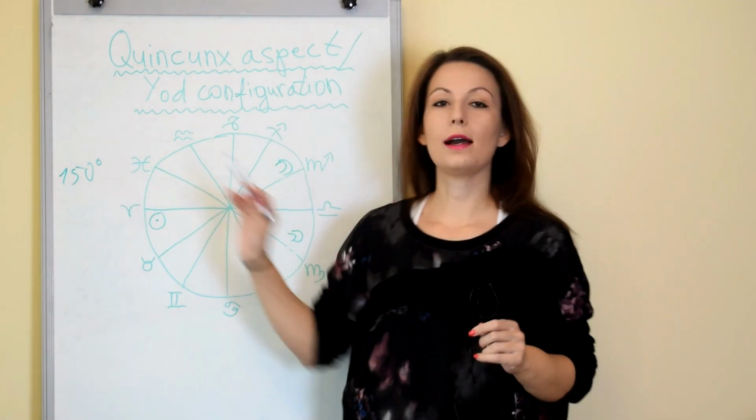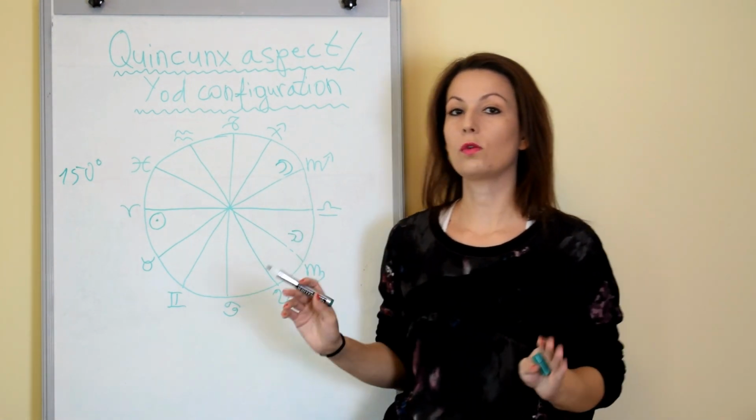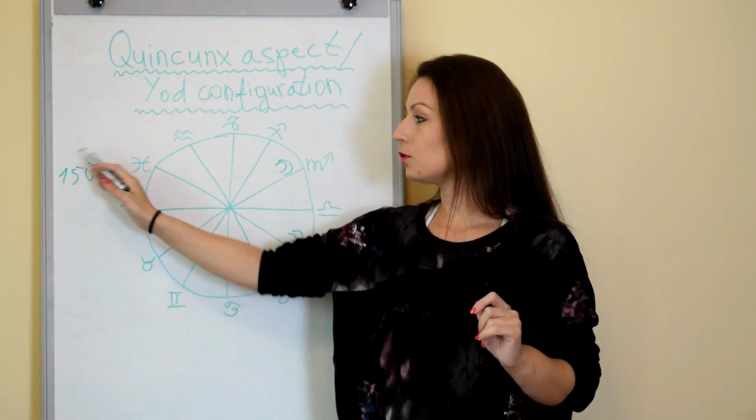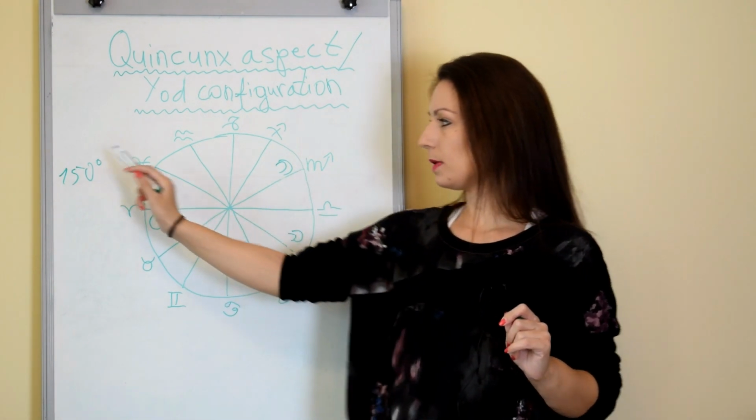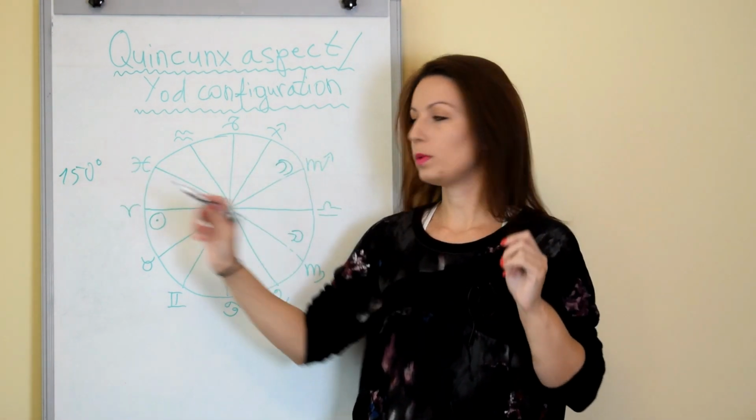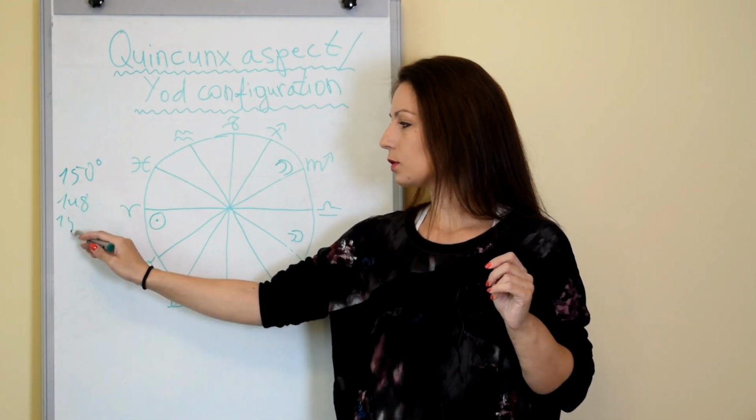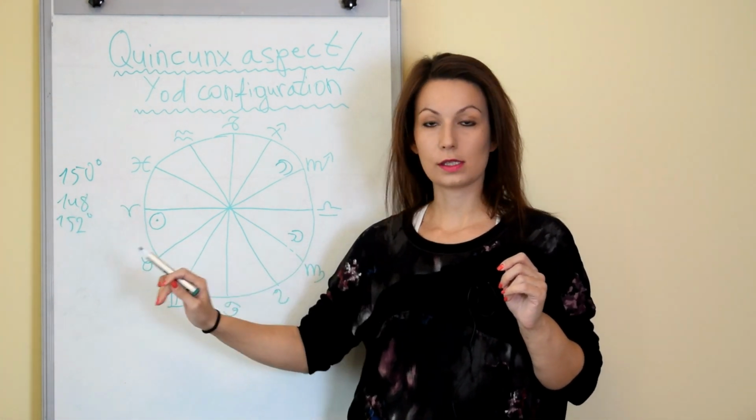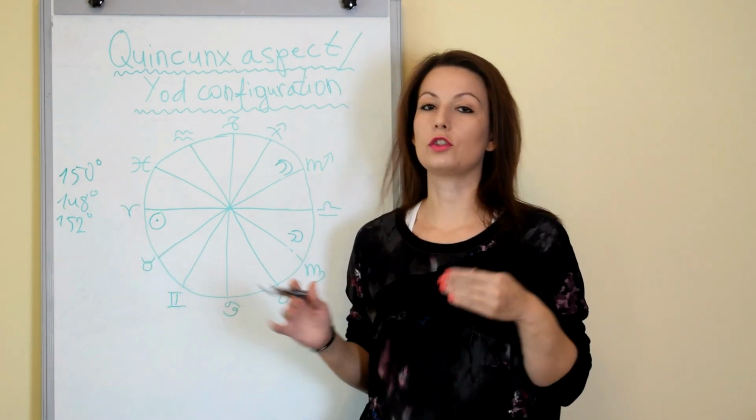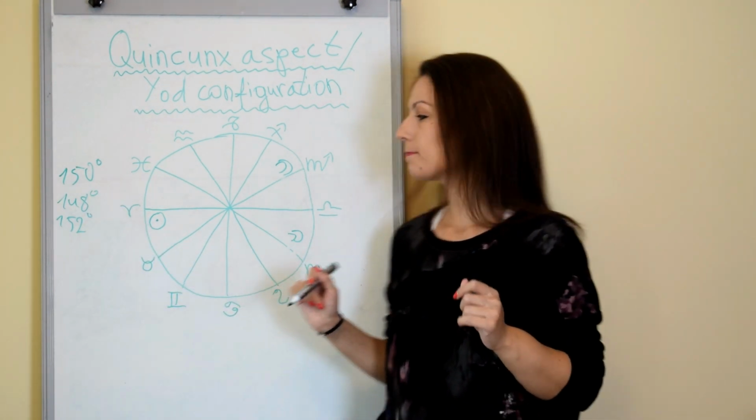And the orbis, guys, is very small here. The orbis is only 2 degrees, which means that in order to have this aspect, basically the distance needs to be between 148 and 152 degrees, which means that this is actually a very rare aspect.